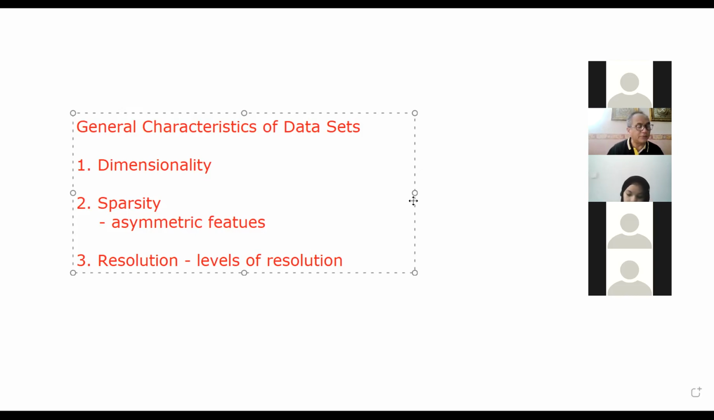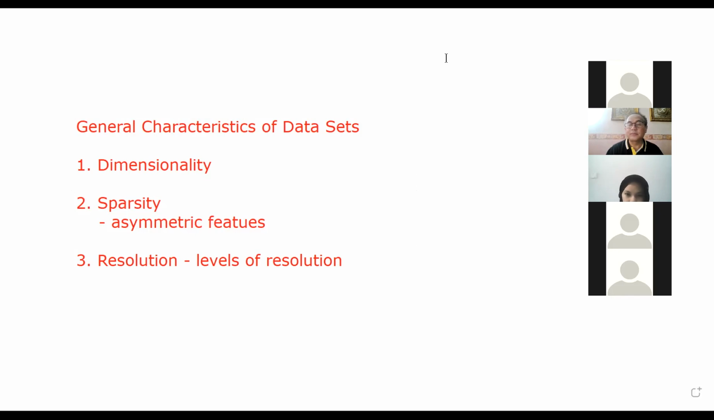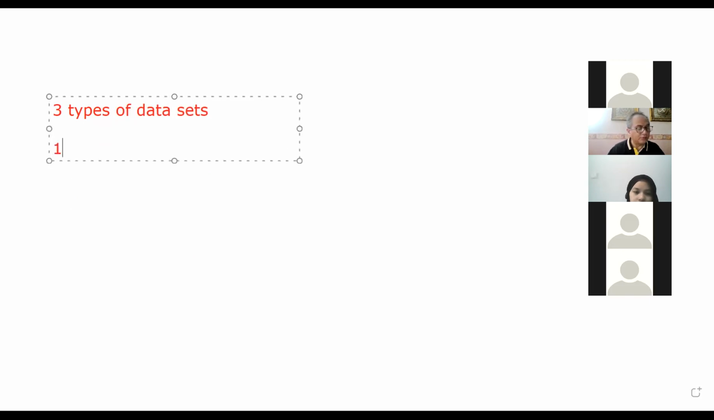And then there are three types of data sets. I'll take the snapshot and clear this up. There are three different types. We can simply organize three types of data sets. One is the record data.